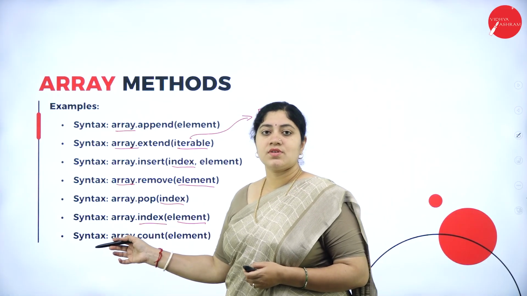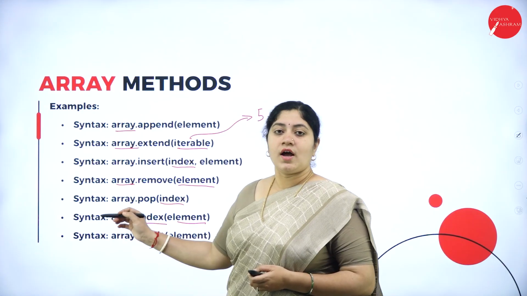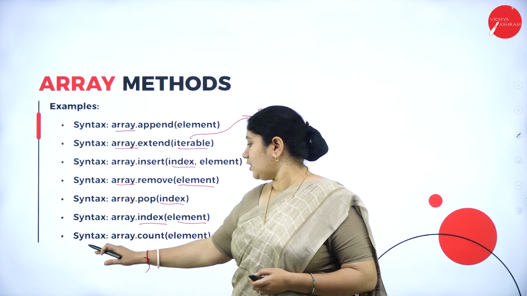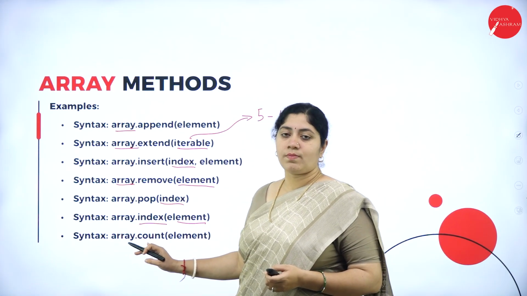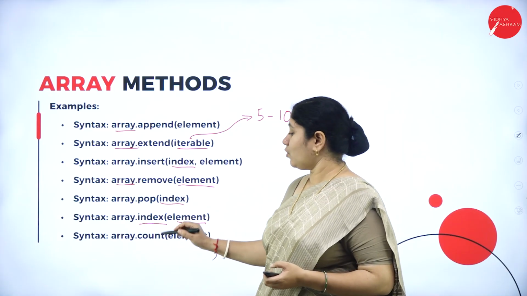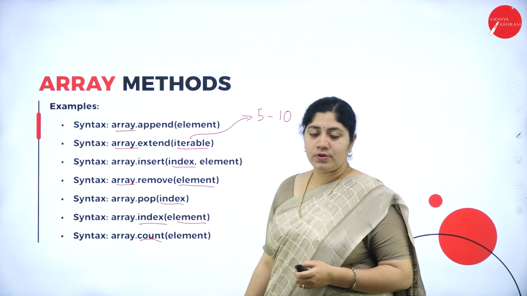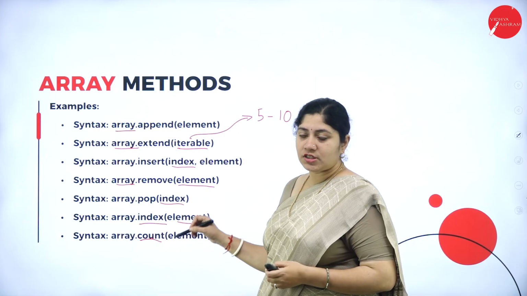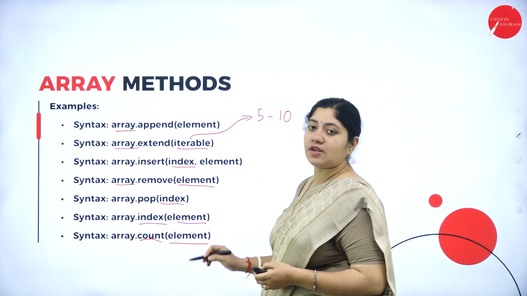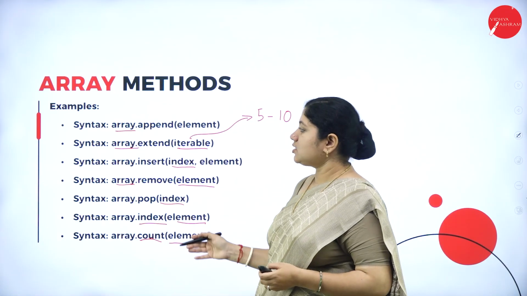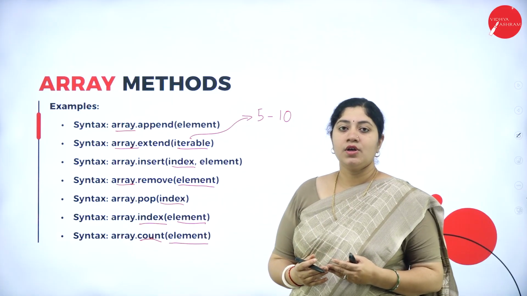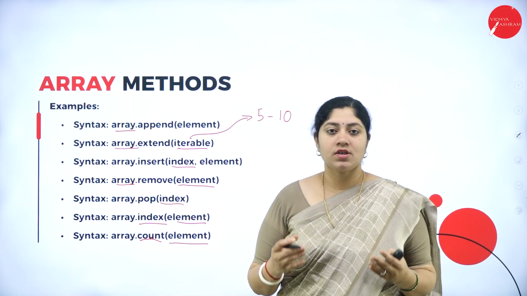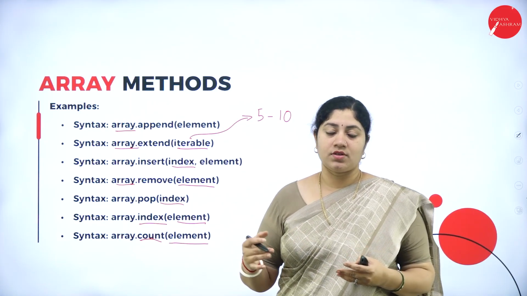Next is the syntax for count. Again, we have to go with the data type, that is array dot, followed by a method. The method that we are using here is count. So what has to be mentioned in order to count? The elements have to be mentioned. So this is a simple example of the syntax of the different methods.